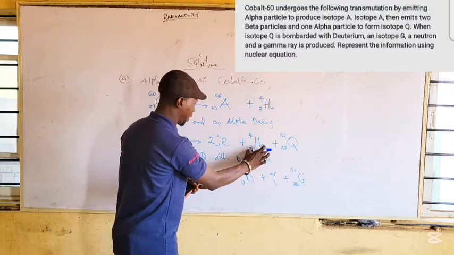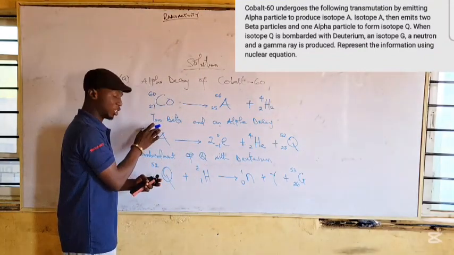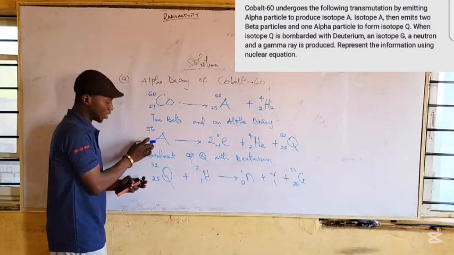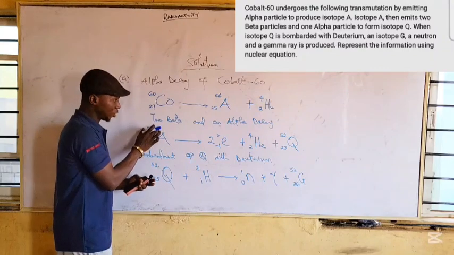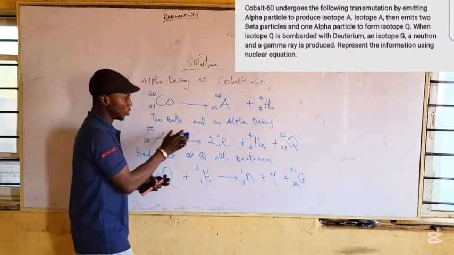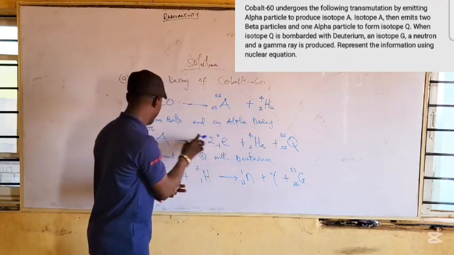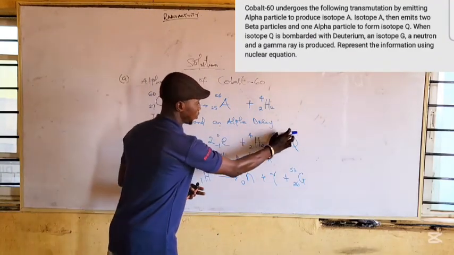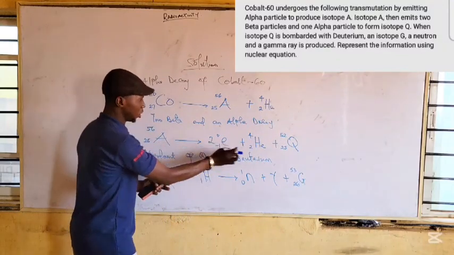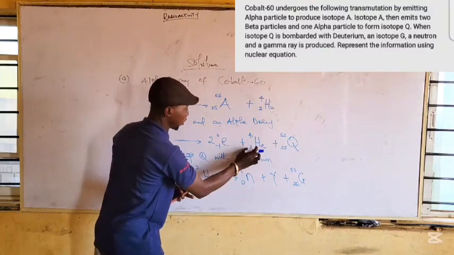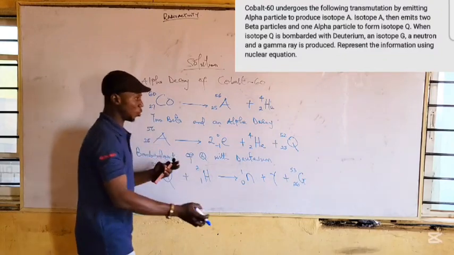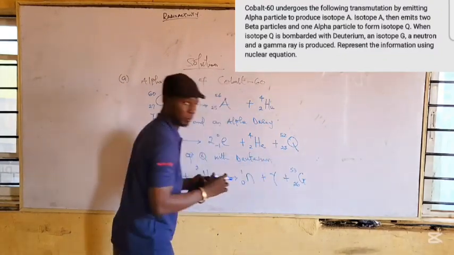Now, on getting to the alpha particle, the mass number remains unchanged. Don't forget, the atomic number has increased to 27. Now, this will still remain unchanged until it gets to beta, where it will now decrease by 4. So from 56, it decreases to 52. From 27, it now decreases to 25 because we have to subtract these two from it. That's what formed this isotope Q.